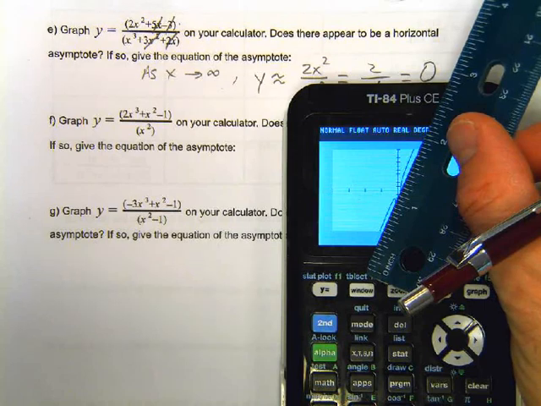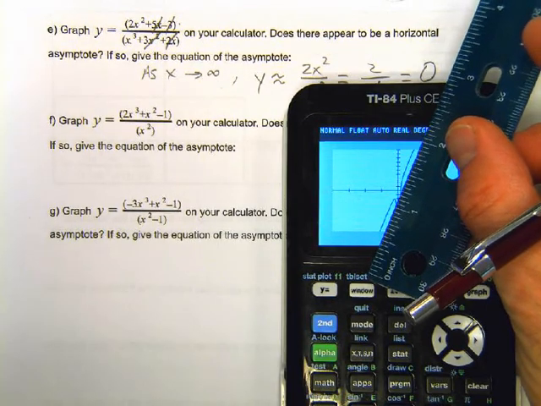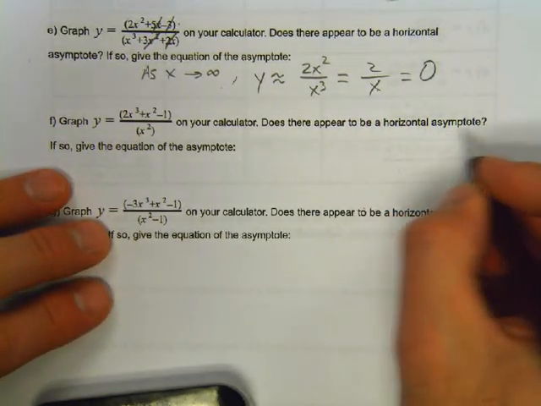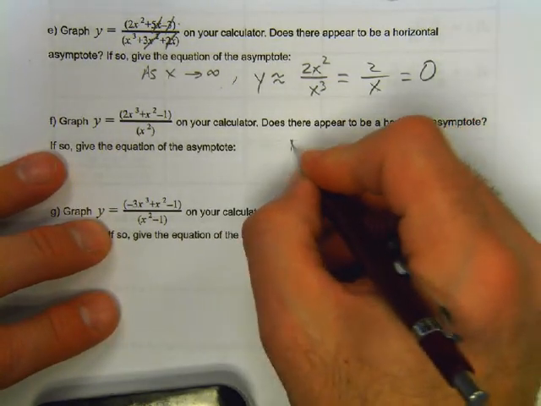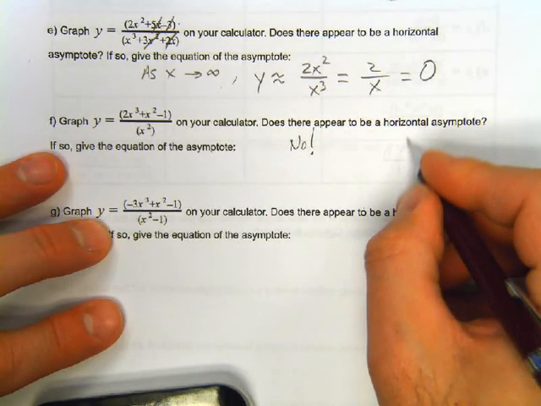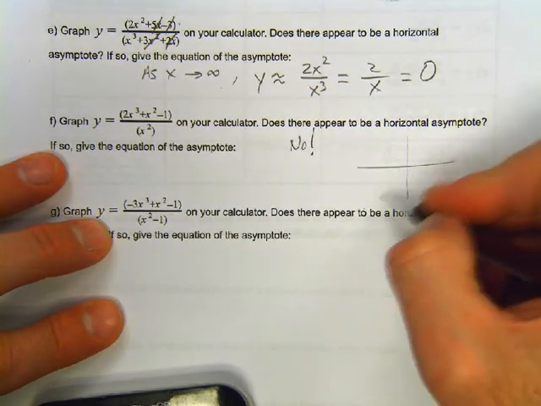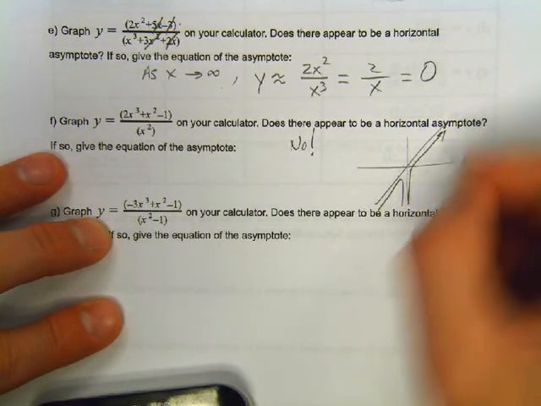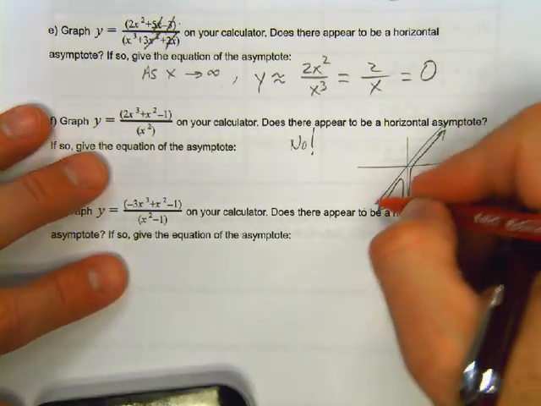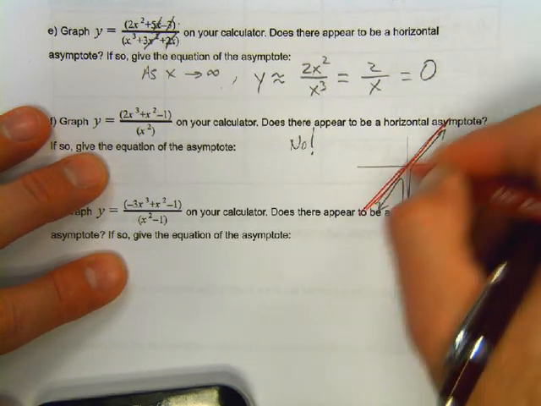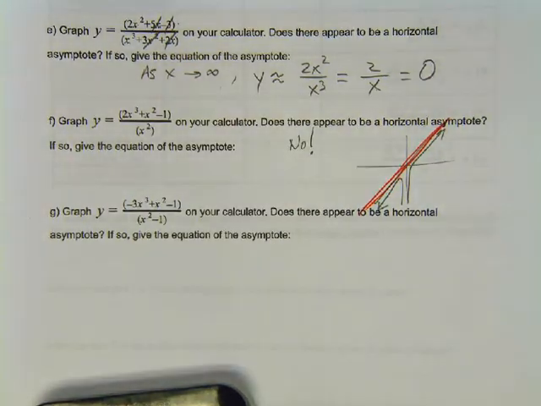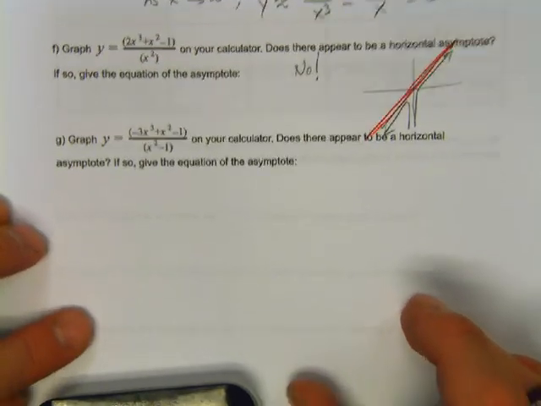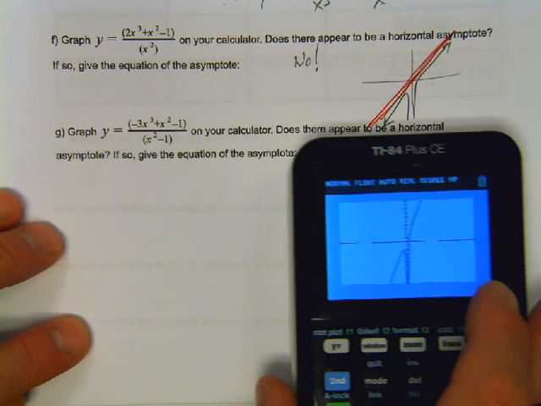Yeah. So, does there appear to be a horizontal asymptote? No. It looks like that. That's crazy. Looks diagonal. All right, we're going to skip that. Let's try this next one.